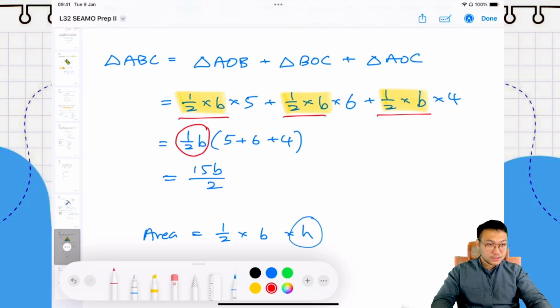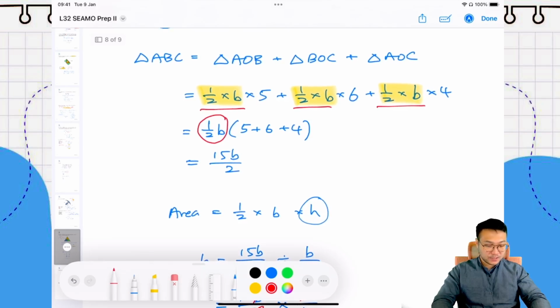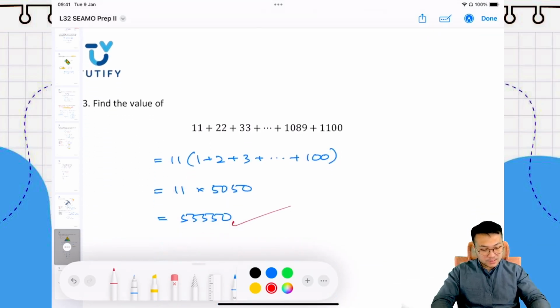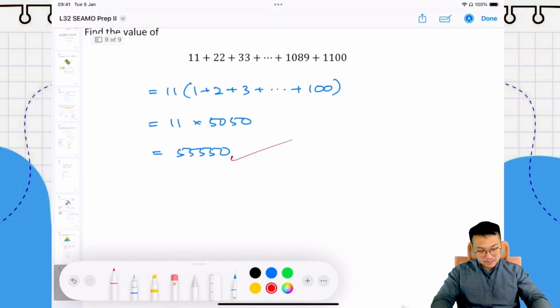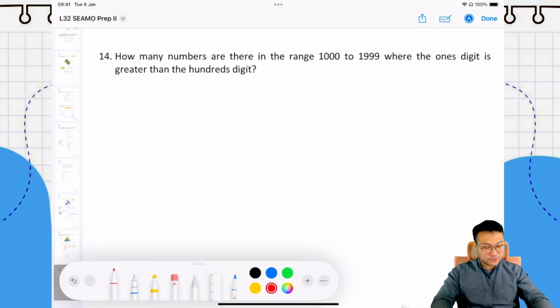Now, students, whenever you see something repeated, just put it outside the bracket. Whatever is remaining, put it inside the bracket. That simplifies your working a lot. So, let's take a look at question 14, the last question for today.